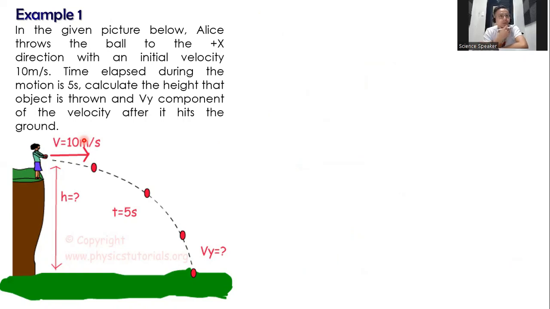Let's proceed to answering the question: how high, the height from which the object is thrown. If this is the height here, this is where your object is thrown. We can use the displacement in the y component. So we can use the formula y sub f is equal to y sub i plus v sub i y t plus 1/2 g t squared.